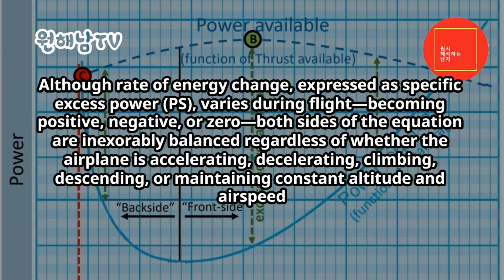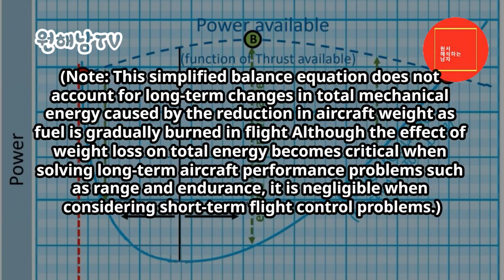Although rate of energy change, expressed as specific excess power, PS, varies during flight, becoming positive, negative, or zero, both sides of the equation are inexorably balanced, regardless of whether the airplane is accelerating, decelerating, climbing, descending, or maintaining constant altitude and airspeed. Note this simplified balance equation does not account for long-term changes in total mechanical energy, caused by the reduction in aircraft weight as fuel is gradually burned in flight.